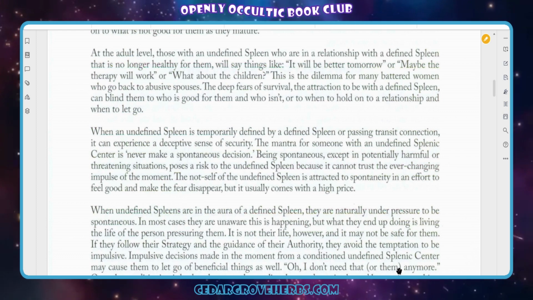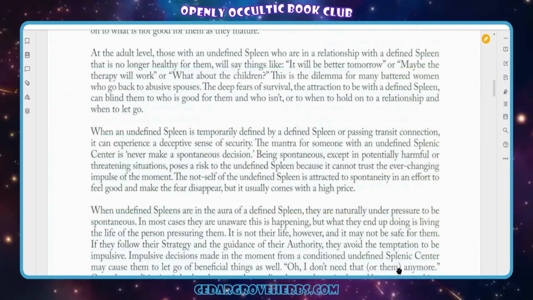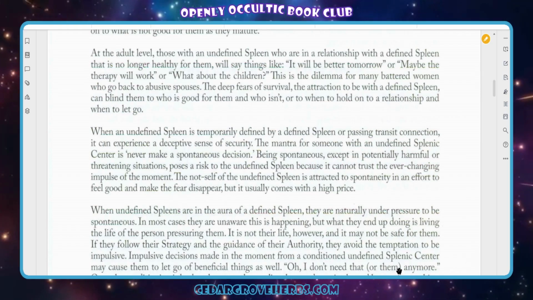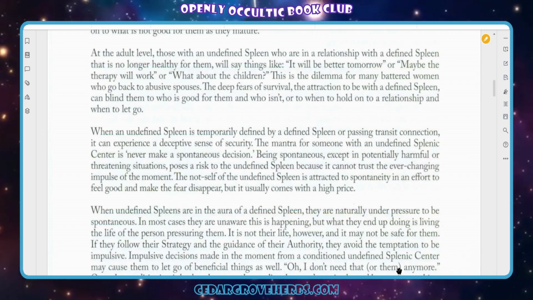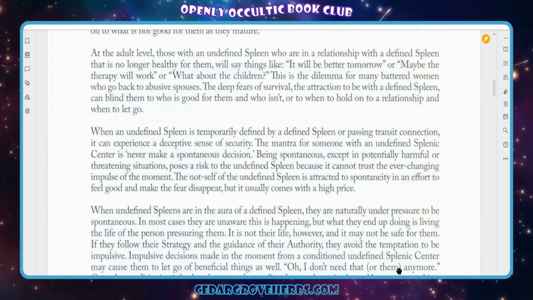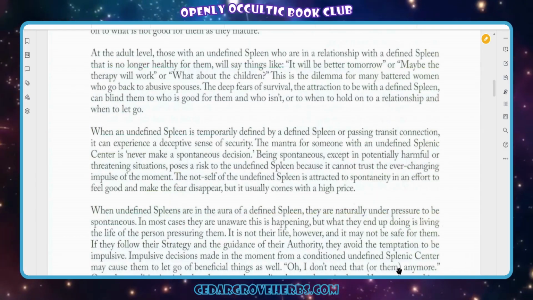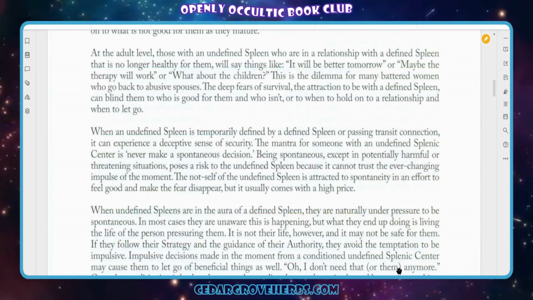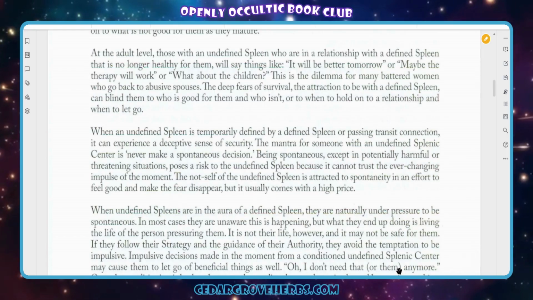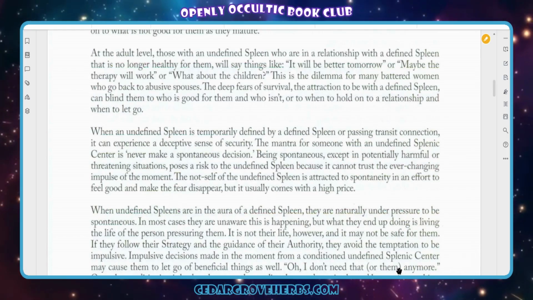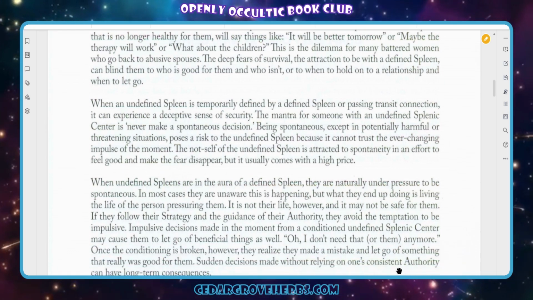The mantra for someone with an undefined splenic center is never make a spontaneous decision. Being spontaneous, except in potentially harmful or threatening situations, poses a risk to the undefined spleen because it cannot trust the ever changing impulse of the moment. The not self of the undefined spleen is attracted to spontaneity in an effort to feel good and make the fear disappear, but it usually comes with a high price.